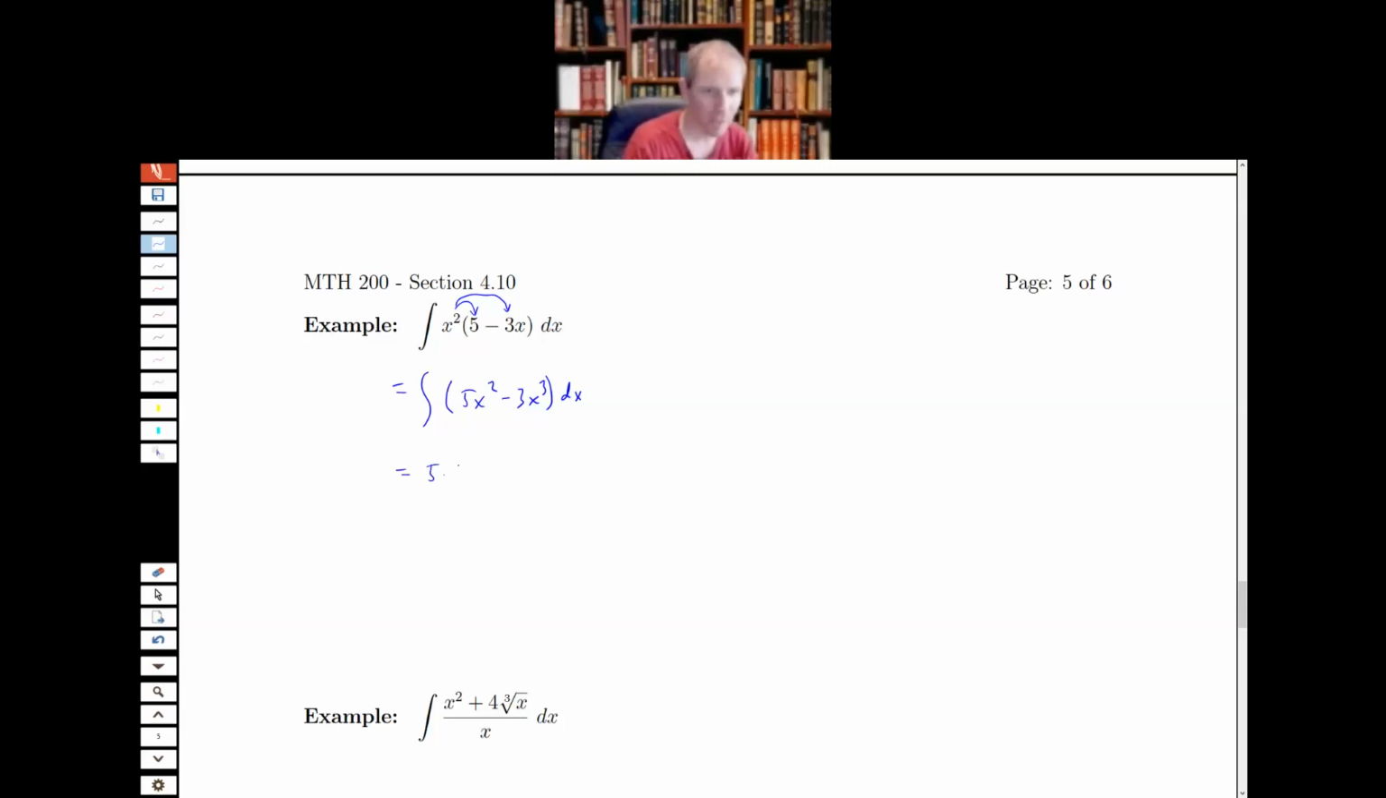So the 5 hangs out. I use the power rule on x squared. Okay. The negative 3 hangs out. I use the power rule on x cubed, and I get x to the 4th over 4. So we have 5/3 x cubed minus 3/4 x to the 4th plus c. And that's our integral.